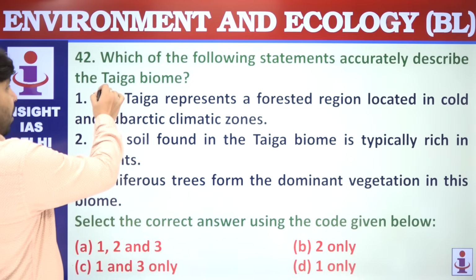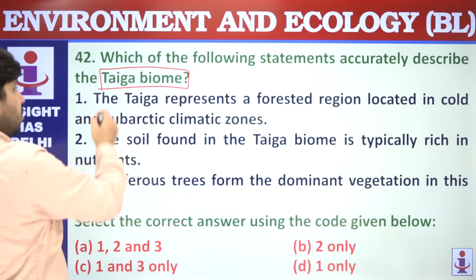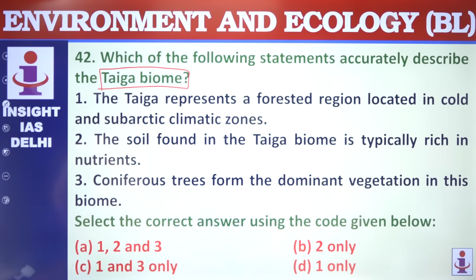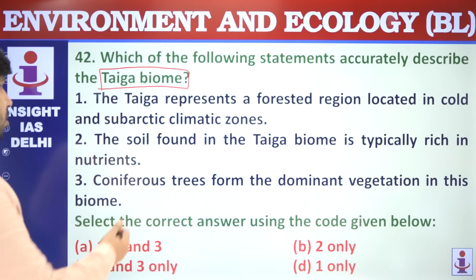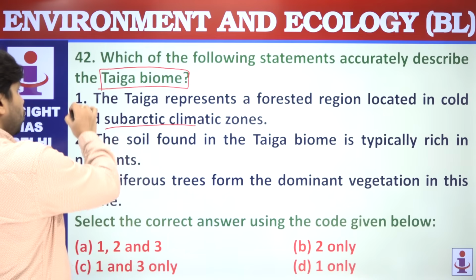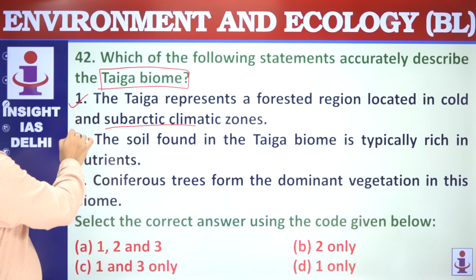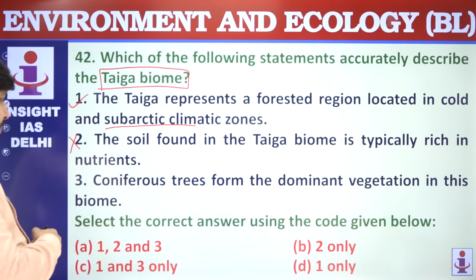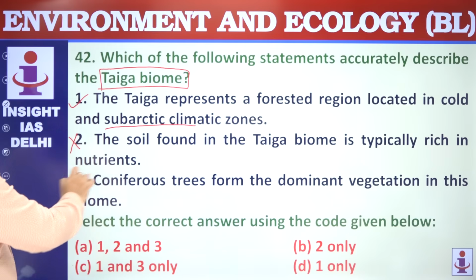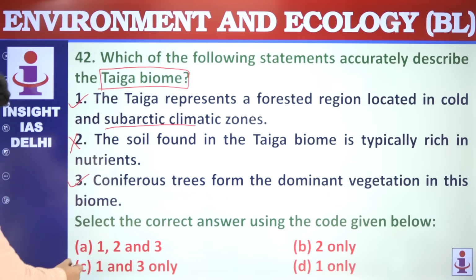Taiga biome. A while ago we learnt about tundra biome. This statement is about taiga biome. They represent forest regions located in cold. Yes, forest regions in cold and subarctic climatic zones. The soil found in taiga biome is typically rich in nutrients. No, not rich in nutrients. They are poor in nutrients. Coniferous trees form the dominant vegetation in this biome. Yes, true. 1 and 3 both are correct.